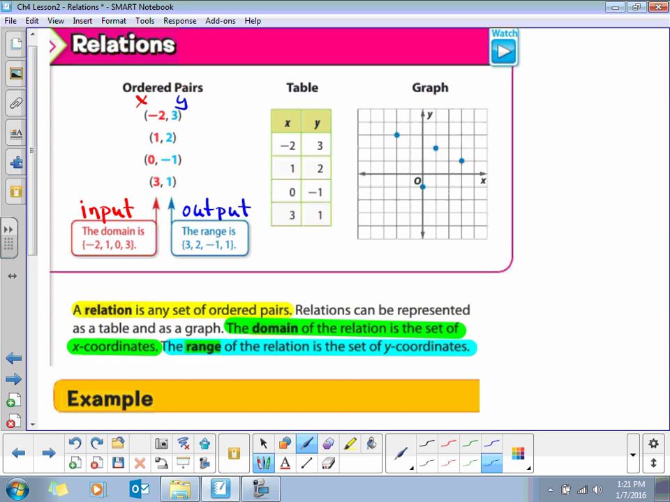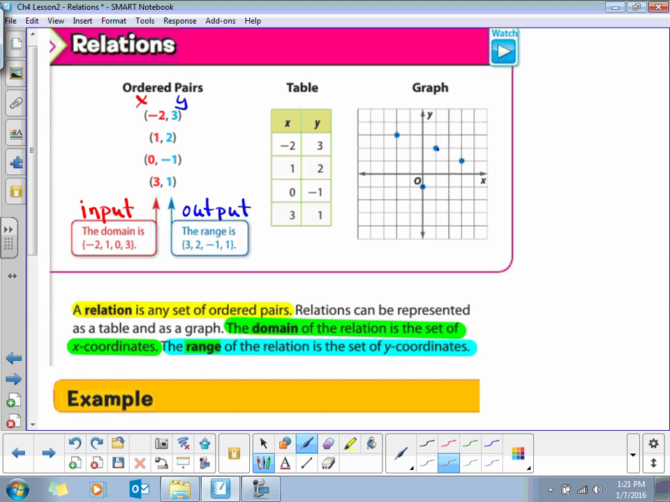And you can also find the domain and range in a graph. Again, you're going to look at each point. You will look at each point, and then you will say, what are the x values? So here, for this point, the x value is 0, right? For this one, the x value is -2. This one, the x value is +1, right? And over here, the x value is +3. You see, those are all of the x values.